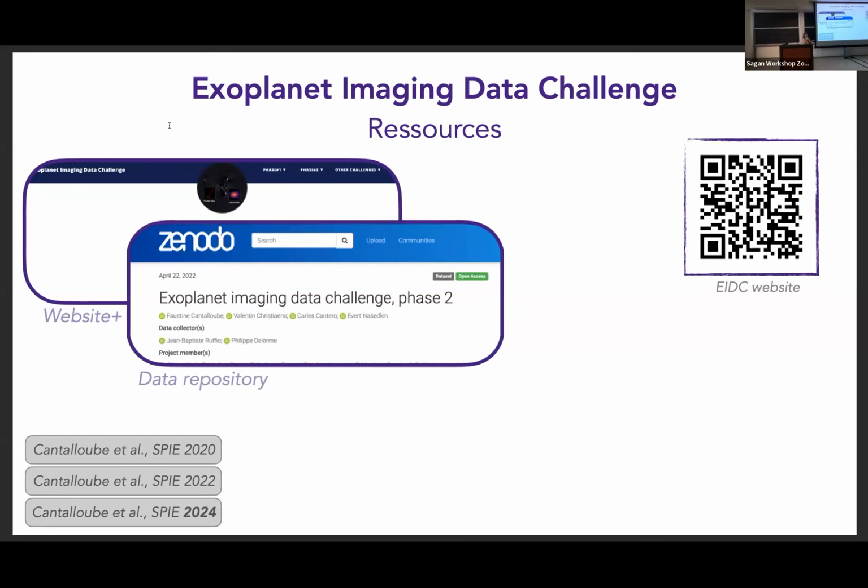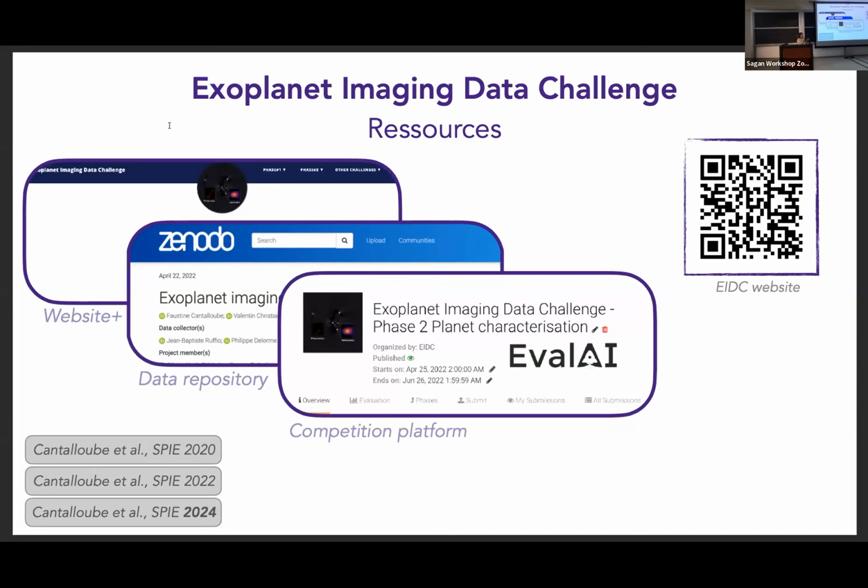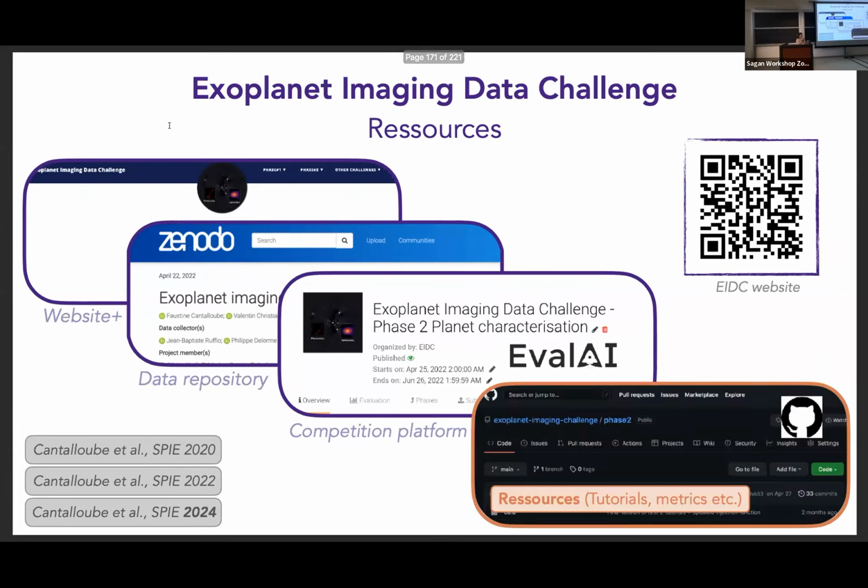There is also the data repository, which is Zenodo. It stores the curated data set. There is the competition platform. We used EvalAI before, then we used CodaLab. You can submit your results there. And then there are tons of resources on GitHub, with tutorials for metrics and everything. So you can have fun with that.